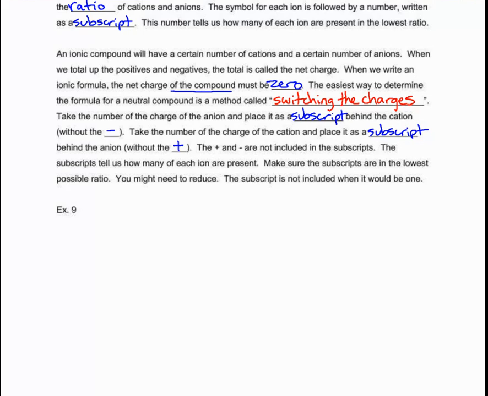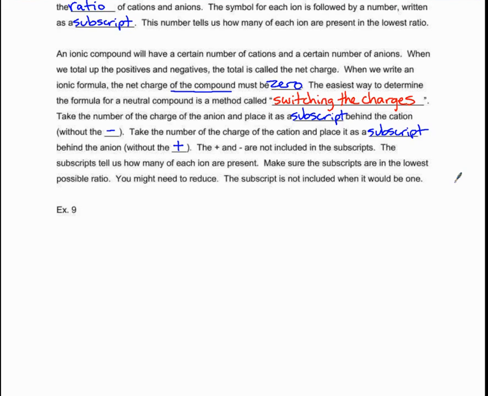So the purpose of the subscript is to tell us how many of each ion are present. We need to make sure that they are in the lowest possible ratio. Lowest possible ratio. So here's the thing, you might need to reduce once you get a formula. And if the subscript would be the number 1, we're just going to leave it out.